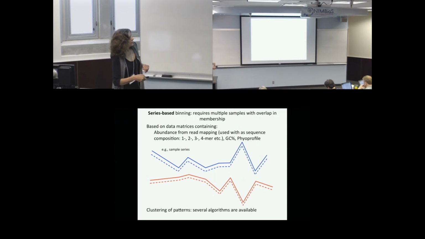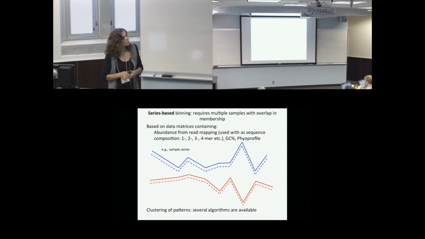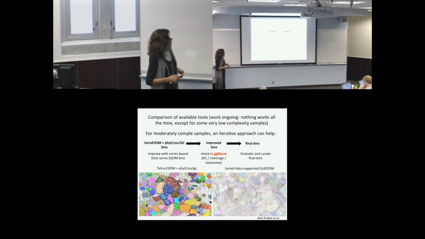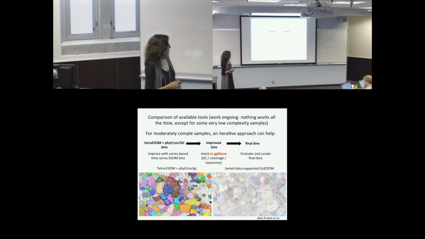And this can be done in a variety of different ways. We have our own algorithm. Other people have different algorithms. I think at the moment we're still uncertain which ones work and when, but certainly this is a promising approach overall. They can also be used in an iterative way, and this is an incredibly complex slide from Alex Probst.